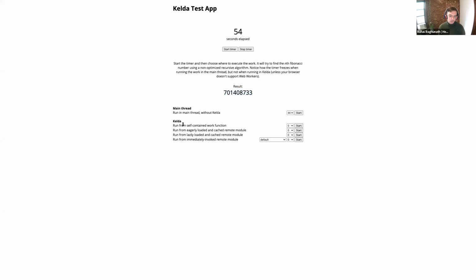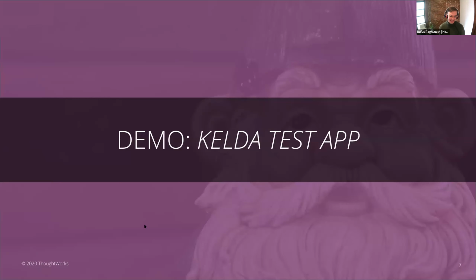So here is a quick example of the difference that Kelda can make. I'm going to do the same calculation. I'll calculate the 44th Fibonacci number, and I'll do it from Kelda. And you can see that as Kelda is working, the number can continue to increase. And that's because that calculation is resolving in a separate thread, and then eventually it'll come back and report its result. There we have it. So hopefully that has piqued your interest enough to keep listening to me as I return to my slides.